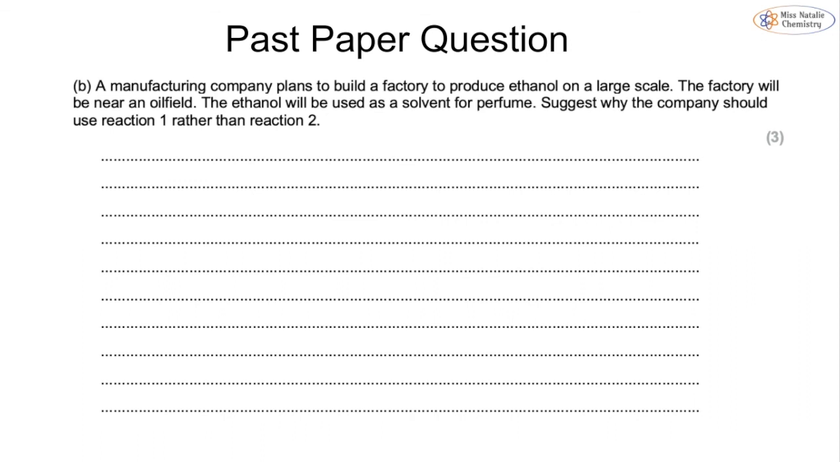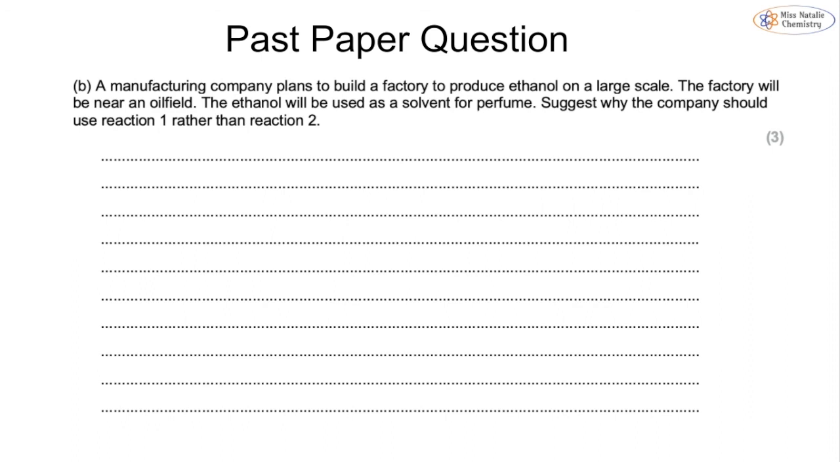And then lastly, a manufacturing company plans to build a factory to produce ethanol on a large scale. The factory will be near an oil field, and the ethanol will be used as a solvent for perfume. Suggest why the company would use reaction 1 rather than reaction 2. So why will this company want to use the hydration method instead of fermentation for 3 marks?